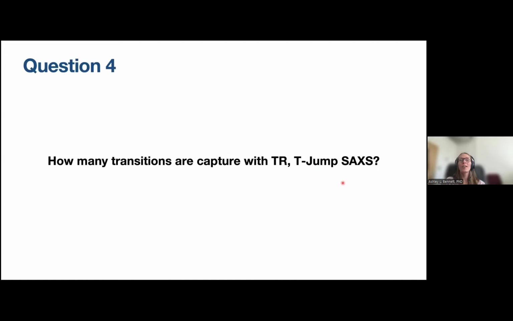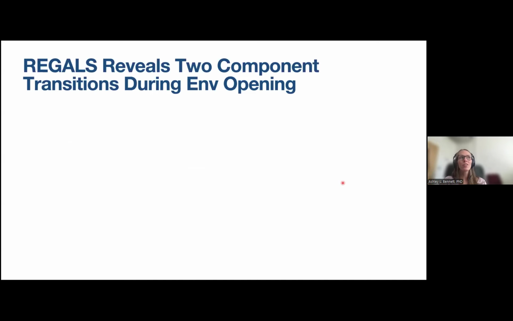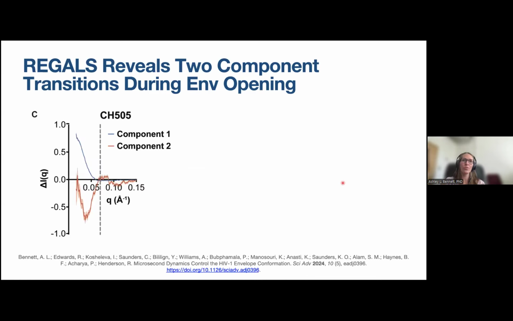So now that we had measured our time-resolved SAXS profiles, we were interested to determine what components were in those profiles. And so we used a method called REGALS, which is basically an SVD analysis that is constrained by the minimum and maximum dimensions of the protein. And we performed this REGALS analysis on the CH505 time-resolved SAXS difference curves that I showed previously.